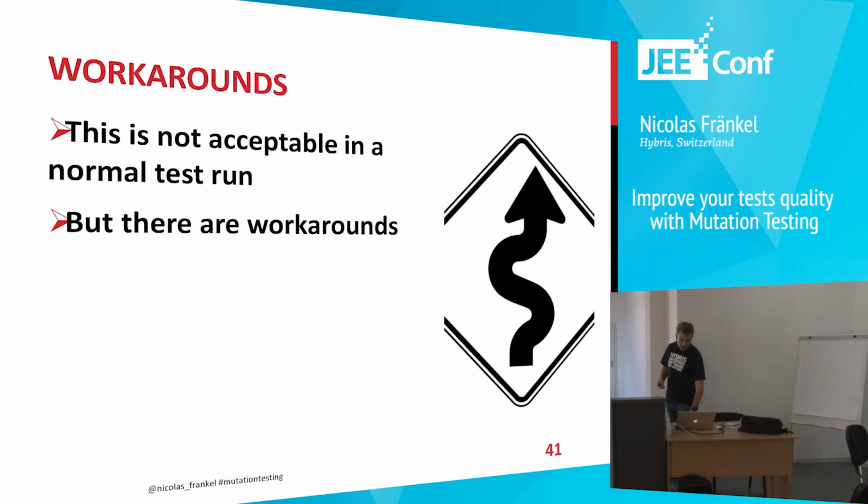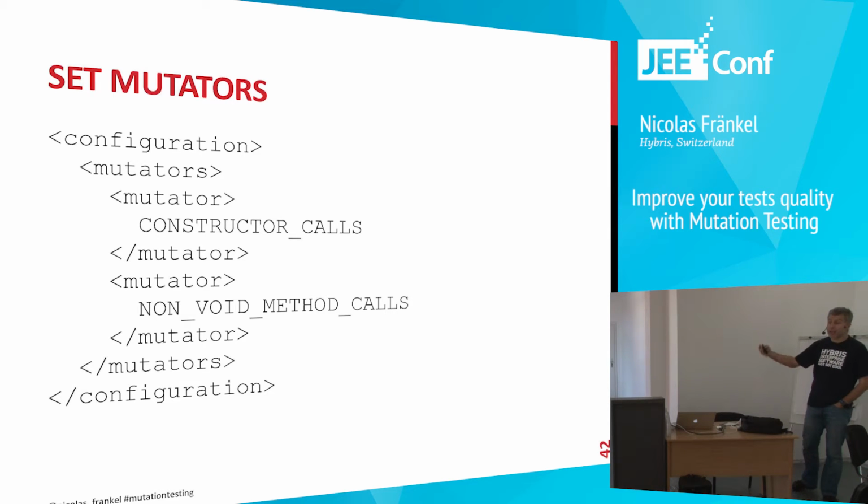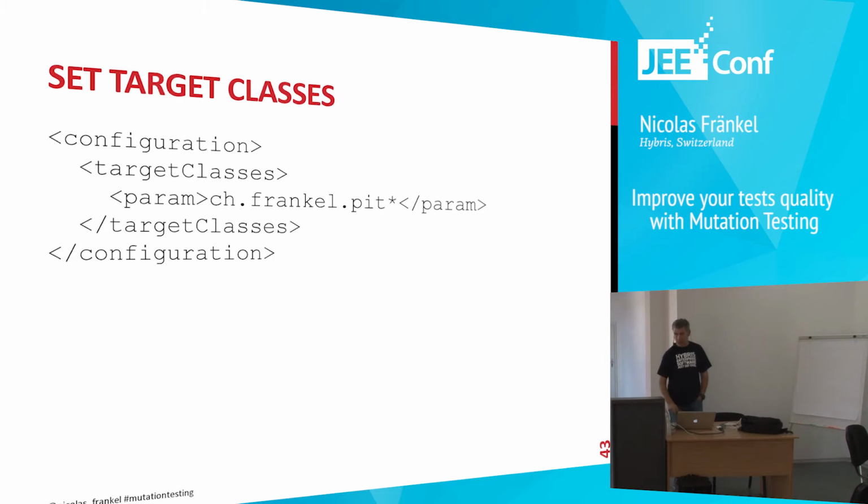So how can we do that? The first is we can restrict, we can constrain the mutators. So instead of applying every possible mutator, we can say, okay, I will only use this and this and this and this. We can also constrain the target classes. So some production code will be mutated and some production code won't be mutated. You can also restrict the tests themselves. So some tests will use mutation testing, some will not.